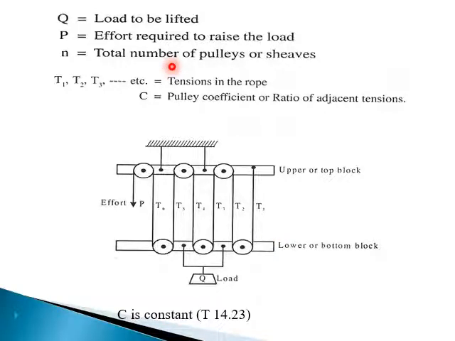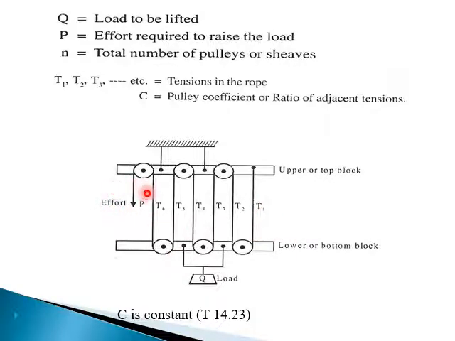T1, T2, T3, etc. are the tensions in the rope. C is the pulley coefficient, a constant, or the ratio of adjacent tensions. We can see here in the sketch the upper pulleys and lower pulleys, and you can see the tensions in the belt.